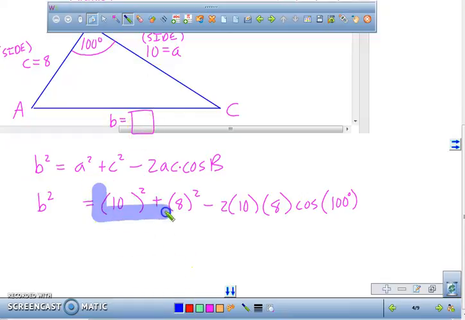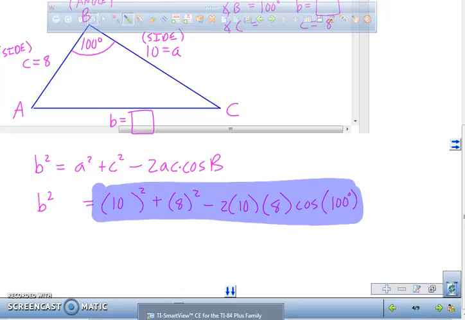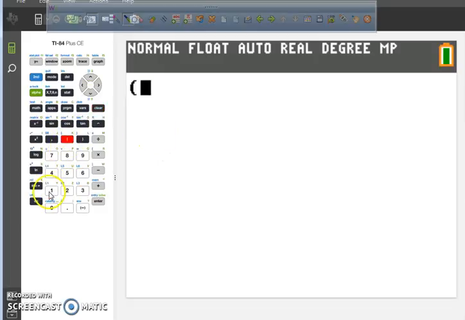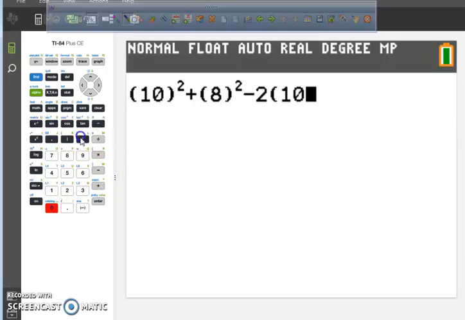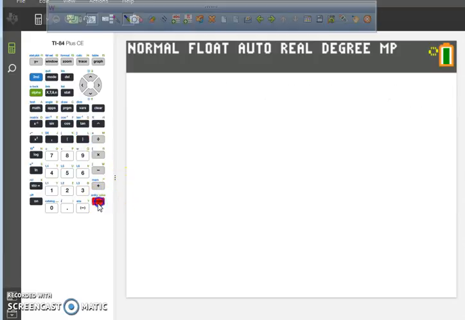This time you can literally type this whole thing right there as it appears in the calculator, as long as your calculator is in degree mode. So let's do this again. Parentheses 10 squared plus parentheses 8 squared minus 2 times 10 times 8 cosine, when you type in your 100 degrees that was given to you, and then all you have to do is press enter.